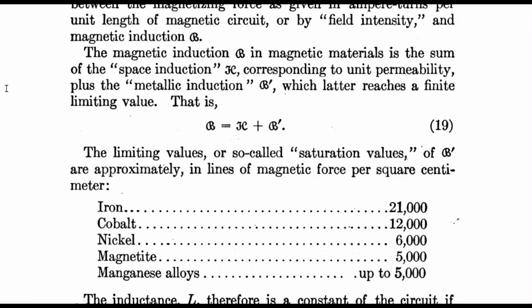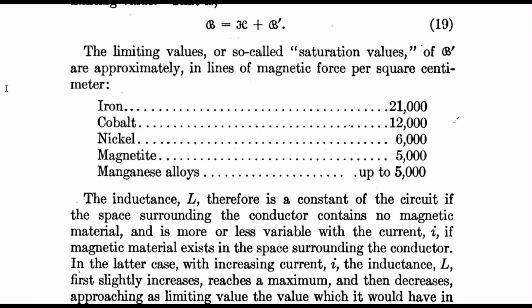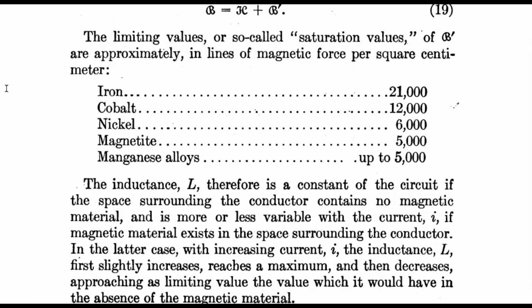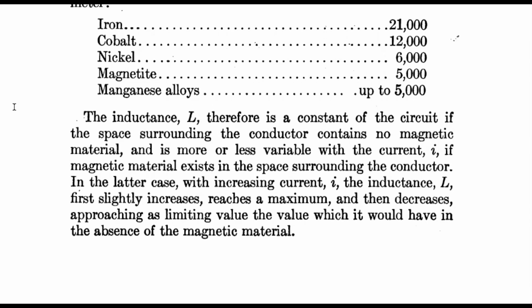The limiting values, or so-called saturation values, of B prime are approximately as follows, in lines of magnetic force per square centimeter. Iron is 21,000, cobalt is 12,000, nickel is 6,000, magnetite is 5,000, manganese alloys can be up to 5,000. The inductance, represented as L, is a constant of the circuit if the space surrounding the conductor contains no magnetic material. However, if magnetic material exists in the space surrounding the conductor, the inductance becomes more or less variable with the current, represented as I.